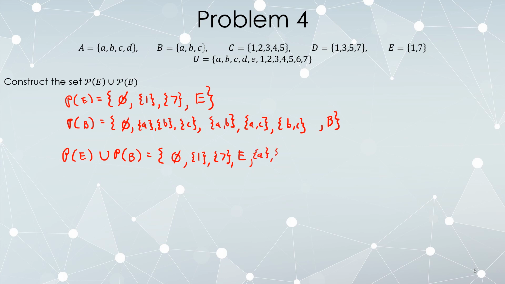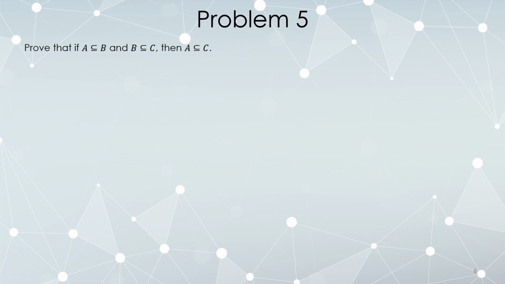Set containing A, set containing B, set containing C, set containing A and B, set containing A and C, set containing B and C, and then the entire set B. Let's just double check that we get everything. We got those. We already had the empty set, those three, in the set B. Yep, everything's here. All right, so now we move on to proving stuff in set theory.